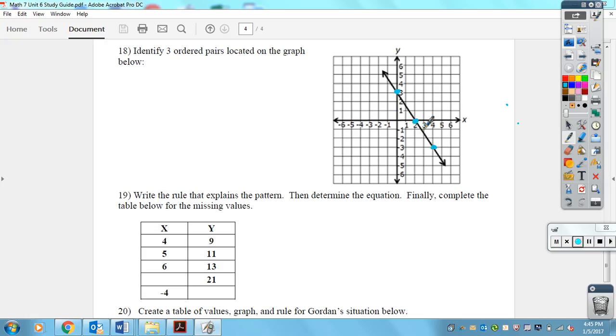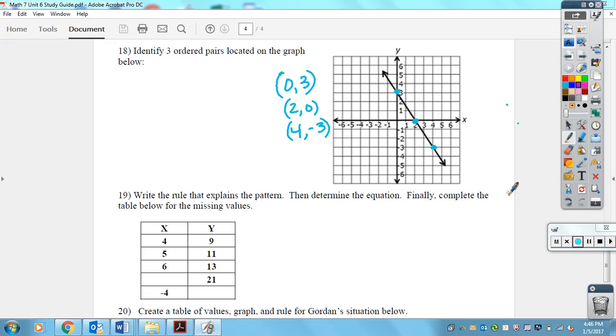These are on the line. This is the coordinate 0 up 3. This is the coordinate right 2 up 0. This is the one to the right 4, and then down 3. So that to me are the 3 coordinates that would be on this line. Number 19.